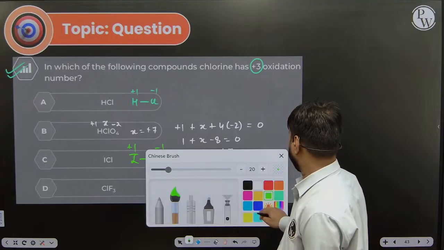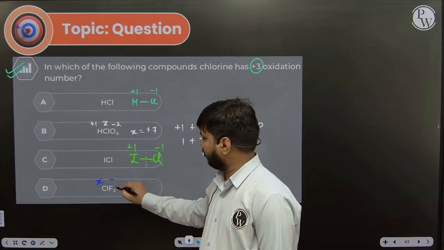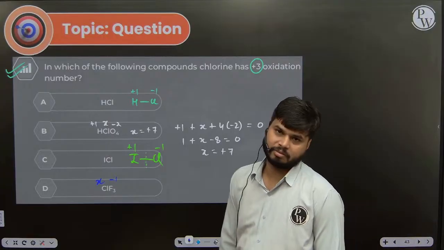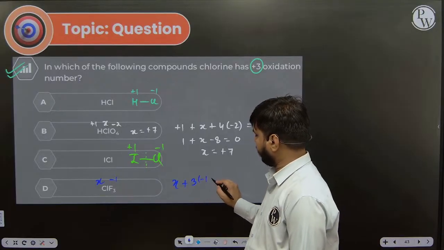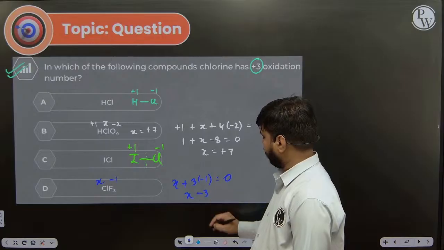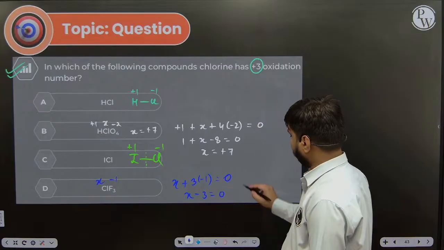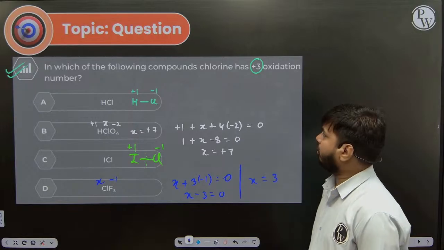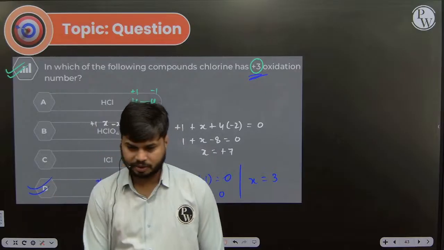Next, let's talk about ClF3. Consider X for the Cl. Each fluorine always has a -1 oxidation state in its compounds. So X plus 3 fluorine, each fluorine -1, is equal to 0. So x minus 3 equals 0. So ultimately from this we get x is equal to +3. By assuming x also we can calculate the oxidation number. So the answer, +3 of chlorine, is present in option number 3.